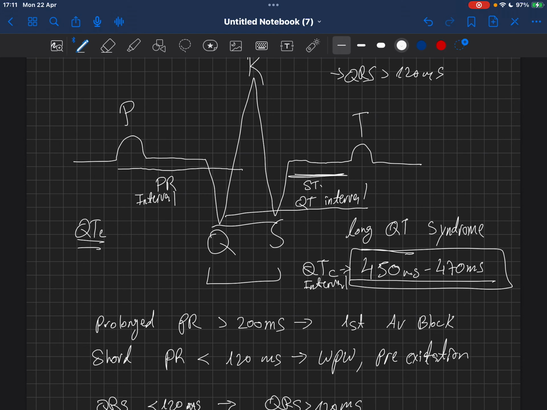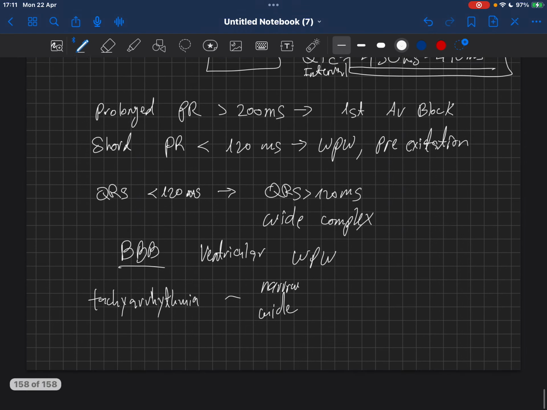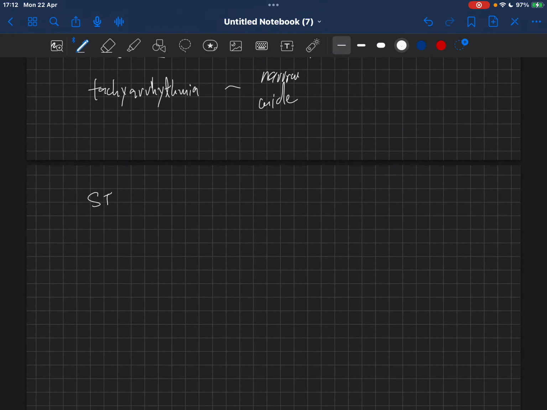Okay, another interval that is important is the ST interval, which is important in some pathologies. But now what happens with the ST interval? It can move. We are not talking about the duration, we are talking about the place of the ST. Like, look at this.